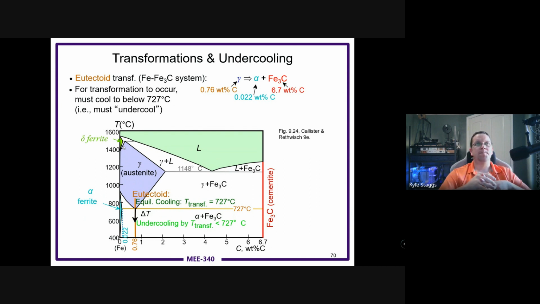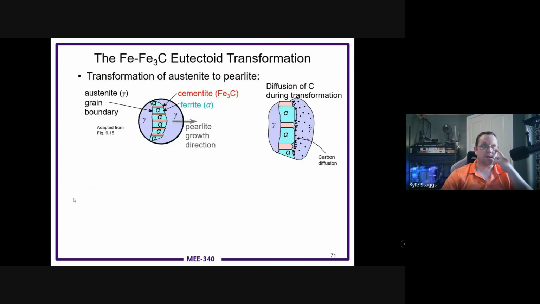So in order for that transition to happen, for gamma, the austenite, to transition into the ferrite and the cementite, you have to be below the eutectoid temperature, which is sometimes referred to as undercooling. So you might see that term, you might not. I just wanted to make sure you guys had seen that.